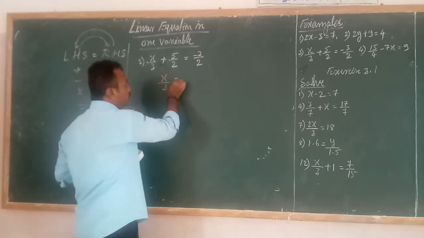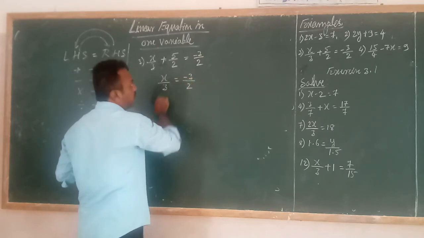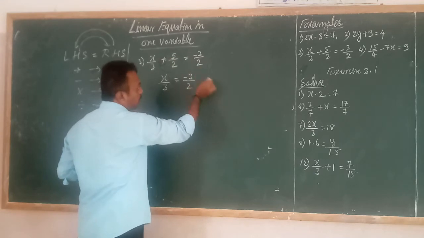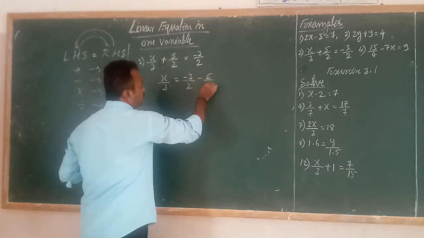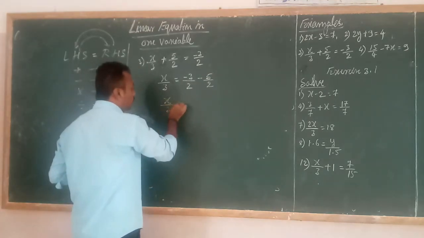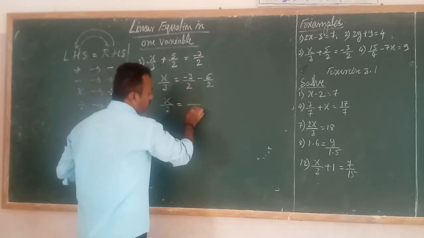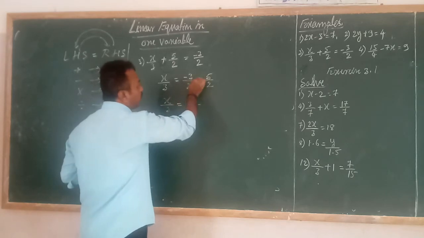Okay, it is equal to minus 3 by 2, I will write as it is. Minus 3 by 2. So plus 5 by 2, this term I will send to the RHS. So plus 5 by 2 becomes minus 5 by 2. Okay. So now x by 3 is equal to, here the denominators are the same, so add or subtract the numerators depending upon the sign.